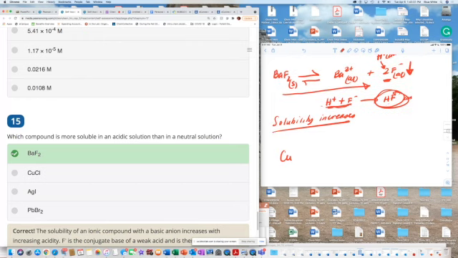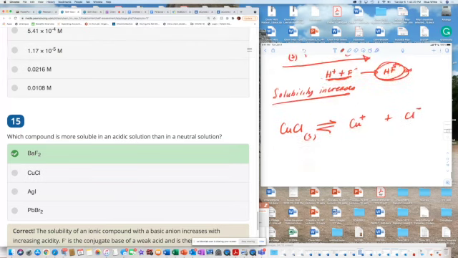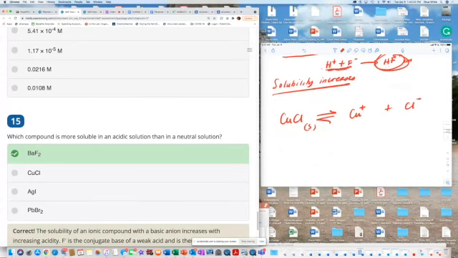Okay, what about CuCl? Let's ionize that real quick. This is a solid. Copper 2 plus, Cl minus. Okay, maybe they mean copper 1. Whatever. Let me try to follow what they're saying. Copper plus, Cl minus.